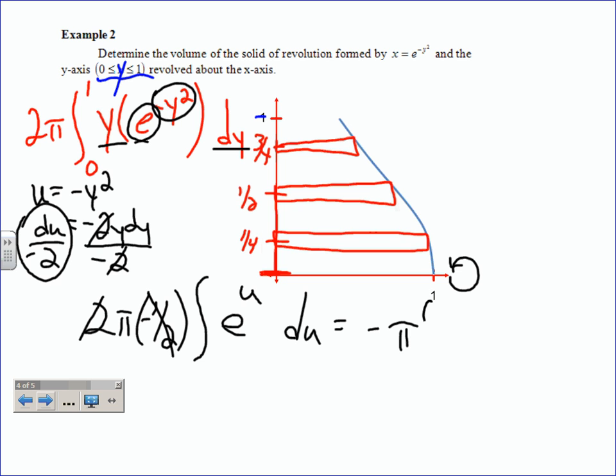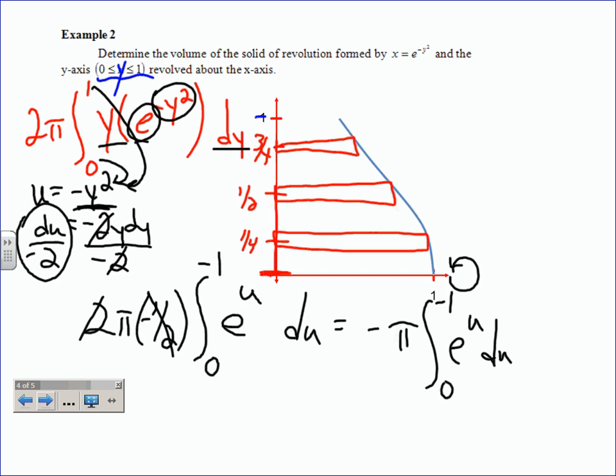Negative pi. Now, you may have noticed I didn't put any numbers in. That's because you have to decide: do you want to switch them to u's, or do you want to just bring everything back to y's when we're done? So we have to convert them then? I don't have a problem. We're just substituting it in here. So put 0 in there. What do you got? 0. All right, so the 0 stays a 0. You put 1 in and it becomes a negative 1. Right? So we got it from 0 to negative 1 of just e to the u du. I just cleaned it up a little bit.